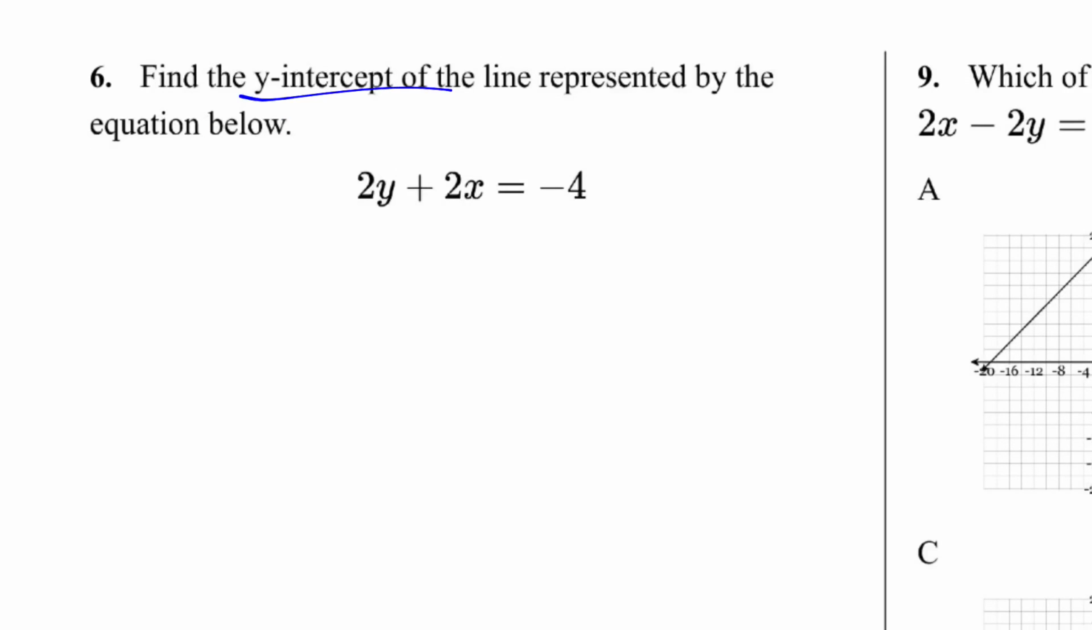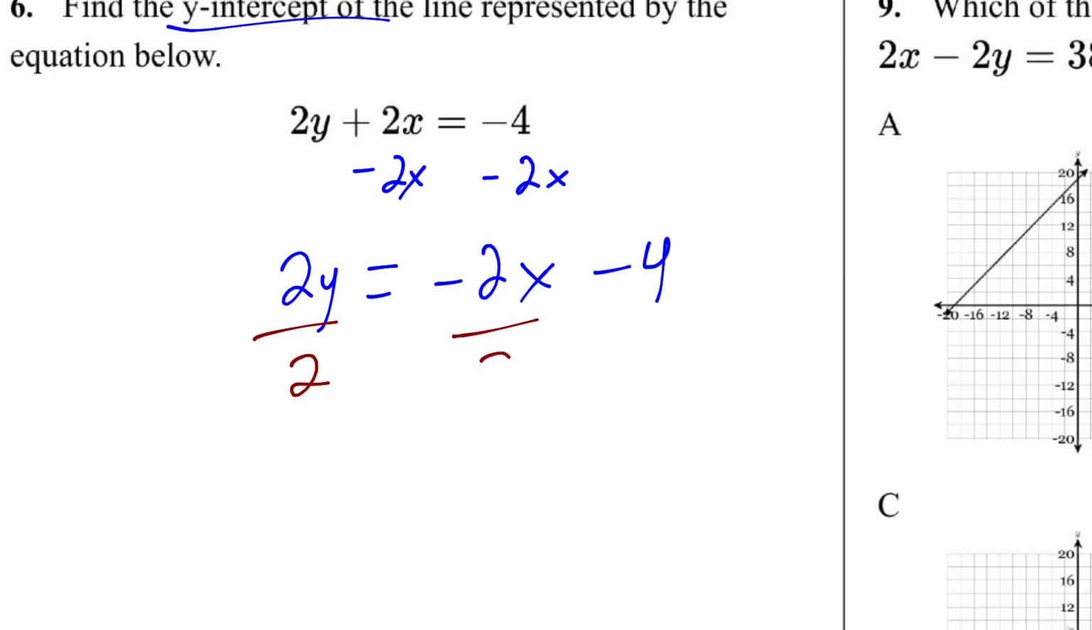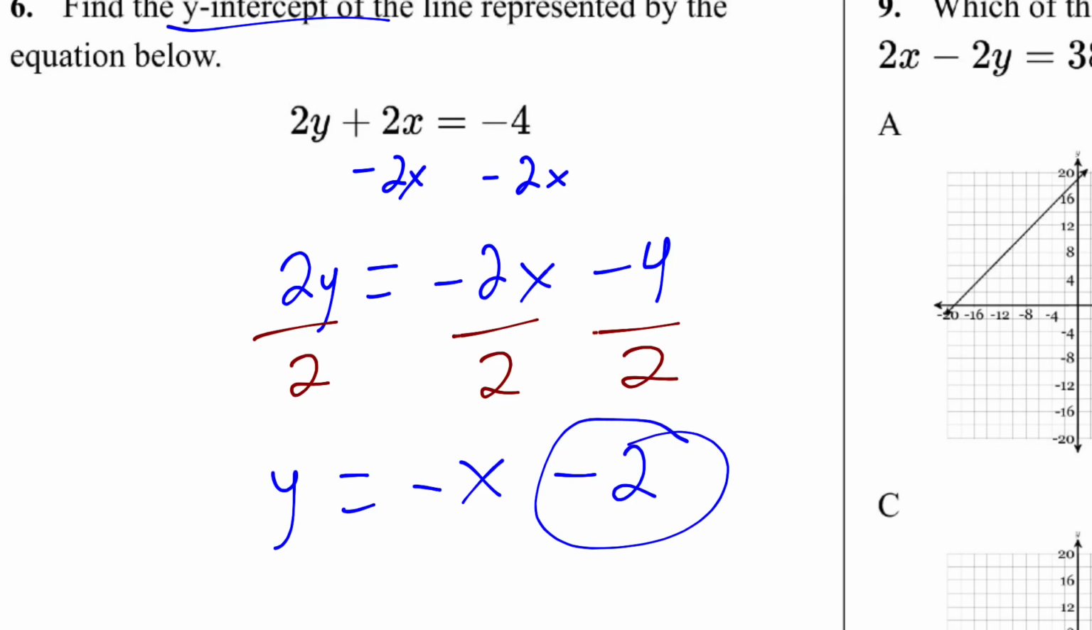This one they ask for the y-intercept, but the steps are the same. First, I'm going to move the x over here. 2y is equal to negative 2x minus 4. Now I have all the y's and the m's and the b's on the right side. The last thing I do is I divide by whatever's in front of y. I don't just divide once or twice, I divide everything by 2. This gives me negative x minus 2. This is the part they want. They want the y-intercept, so b is equal to negative 2. There's your answer.